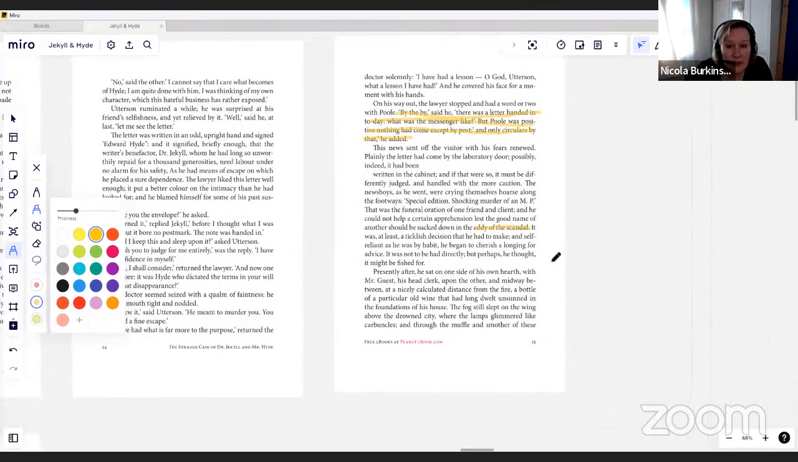It was at least a ticklish decision that he had to make, and self-reliant as he was by habit, he began to cherish a longing for advice. It was not to be had directly, but perhaps, he thought, it might be fished for. Presently after, he sat on one side of his own hearth with Mr. Guest, his head clerk, upon the other, midway between, at a nicely calculated distance from the fire, a bottle of a particular old wine that had long dwelt unsunned in the foundations of his house.